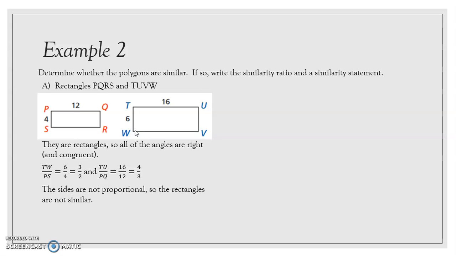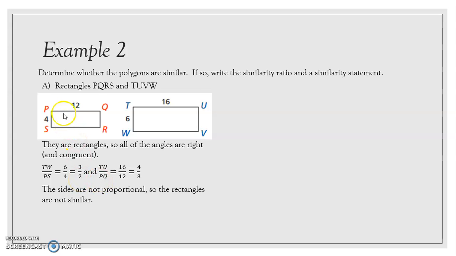So I don't have to worry about the angles. Now let's look at the sides. I see that TW is going to correspond to PS. So I wrote a fraction with TW, which is 6, over PS, which is 4. So I did 6 over 4, and that reduces to 3 over 2.